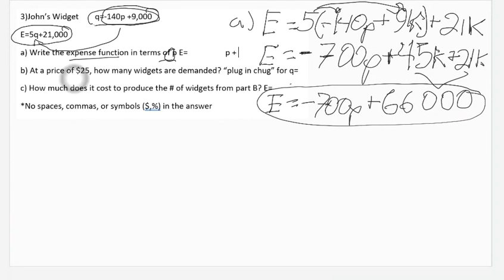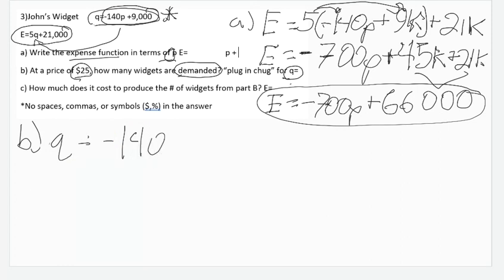It says a price of 25. How many widgets are demanded? Plug and chug for Q. We're going to be putting it into our demand function. Remember, that's our demand function. So we're going to substitute it in. It's our demand function, not our expense. So Q is equal to negative 440 times 25 plus 9,000. Make sure you keep track of that negative sign.